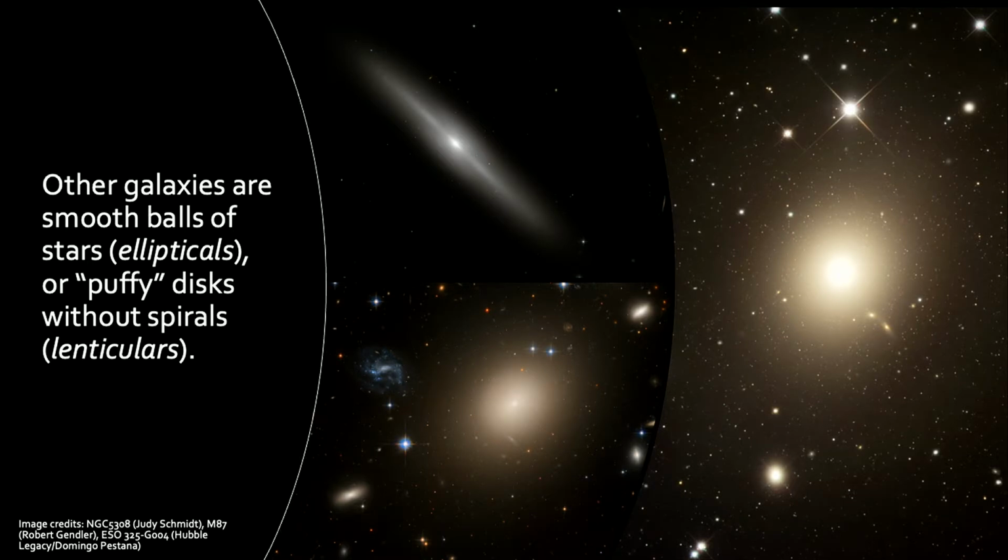Other galaxies look completely different from the spirals. So on the right here, you can see a beautiful example of an elliptical galaxy. This isn't shaped like a disk at all. It's more like a round ball of stars.